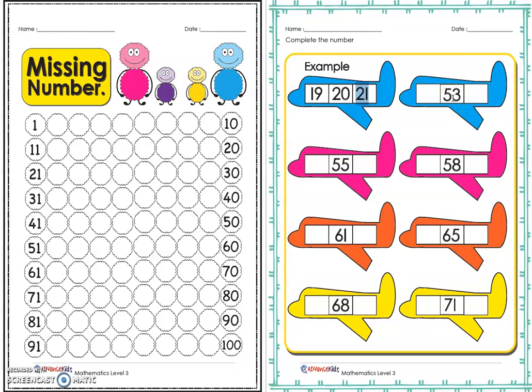Let's see the blue plane. At the middle column, we have 53. So what number before 53? It's 52. Write down 52 here. Next, what number after 53? It's 54. Write down here.